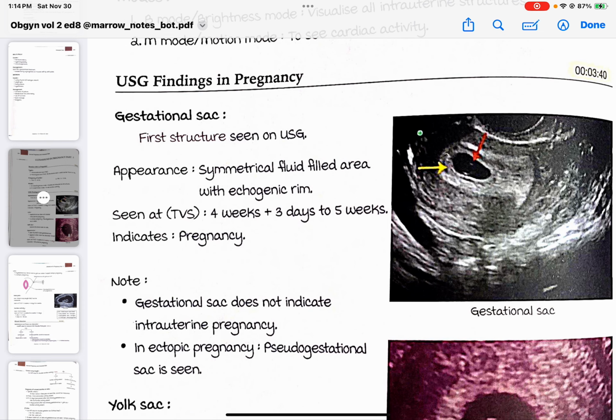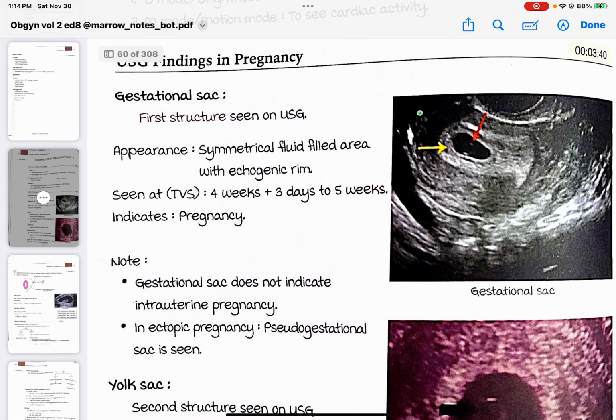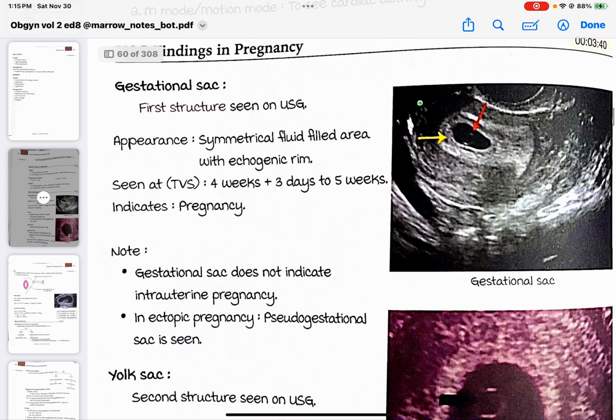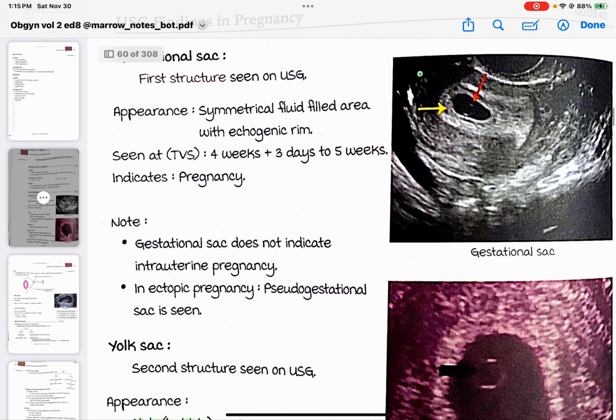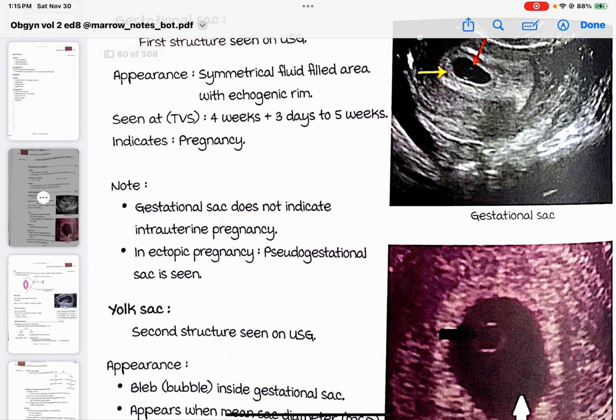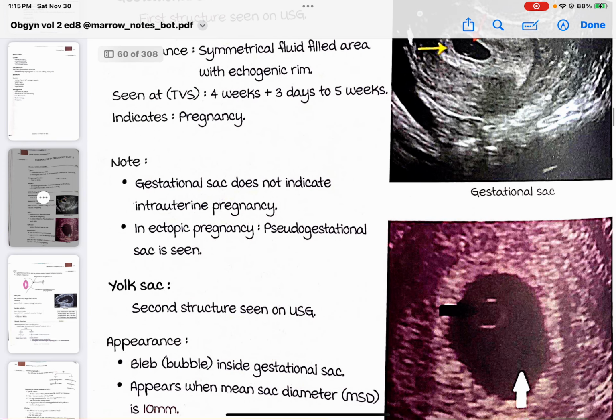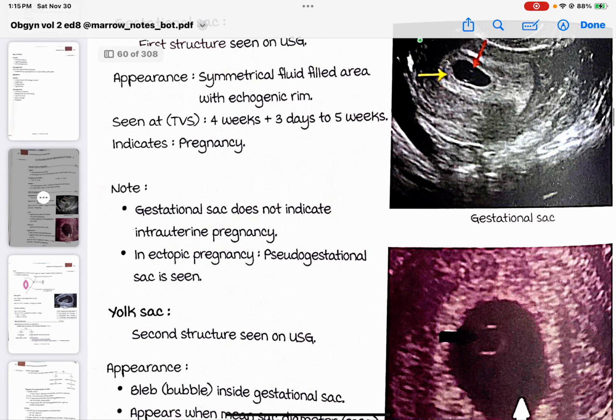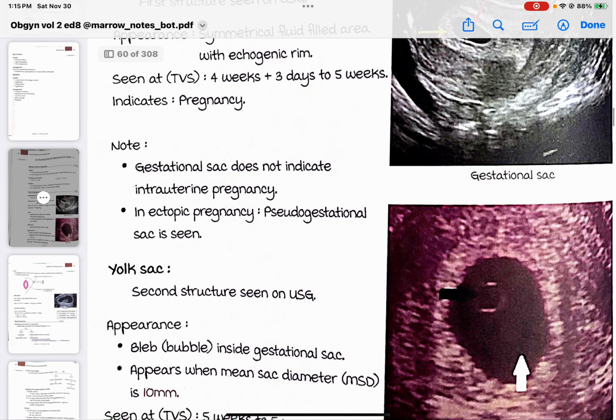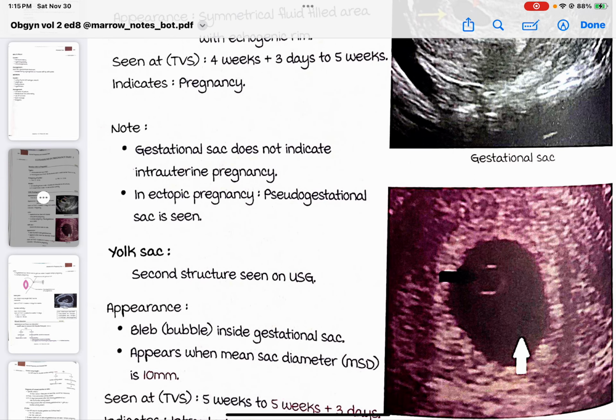Ultrasound finding in pregnancy: gestational sac. First structure seen on ultrasound. Appearance: symmetrical fluid filled area with echogenic rim. Seen at transvaginal ultrasound 4 weeks, that is 1 month plus 3 days, to 5 weeks. So at 1 month you can see this. Indicates pregnancy. And no, gestational sac does not indicate intrauterine pregnancy. In ectopic pregnancy, pseudogestational sac is seen.